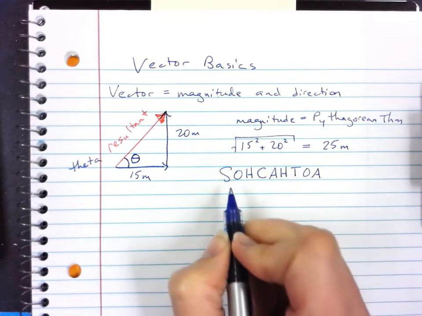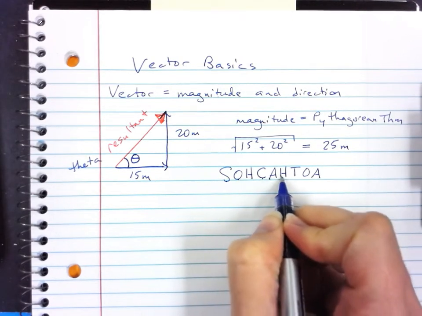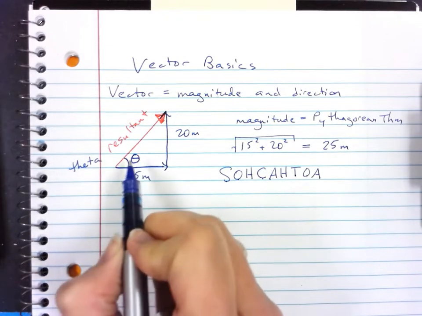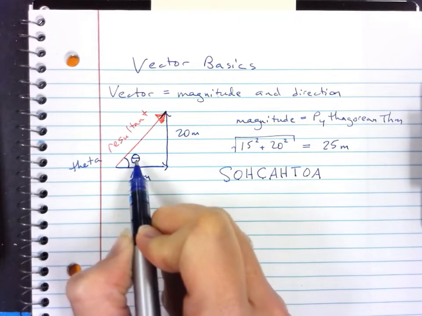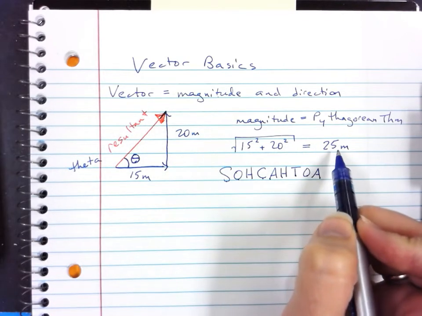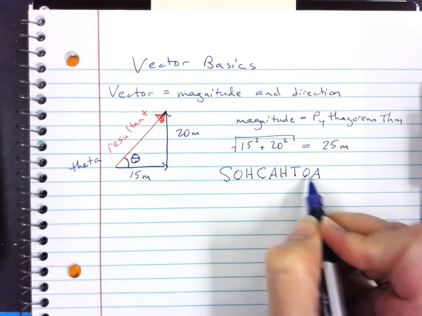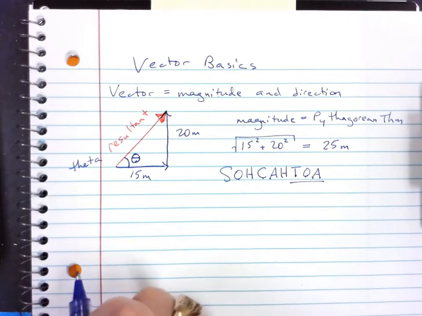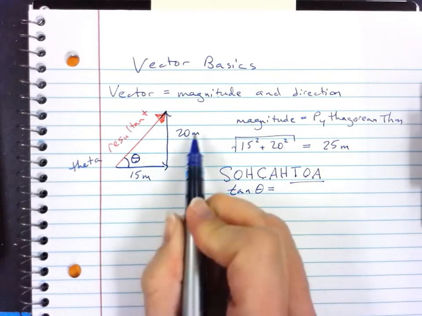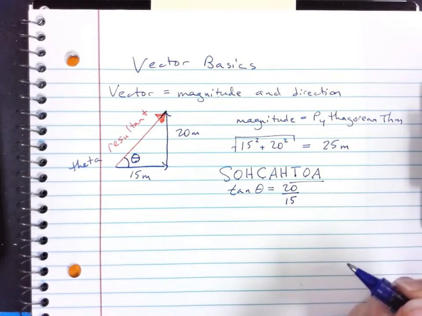So for those of you who already know, or will soon learn, SOHCAHTOA: sine is opposite over hypotenuse. Cosine is adjacent over hypotenuse. Tangent is opposite over adjacent. For this angle, 20 is opposite, 15 is adjacent. This is the hypotenuse. We're going to pretend we don't know this because what if we messed up? So if I know opposite and adjacent, that's tangent. So the tangent of this unknown angle is the opposite side 20 divided by the adjacent side 15.